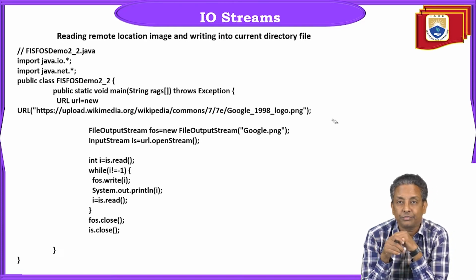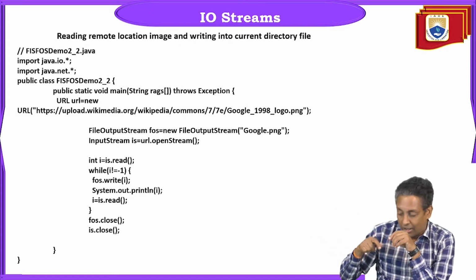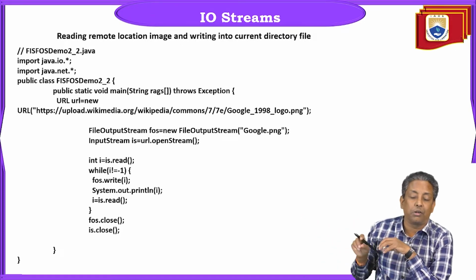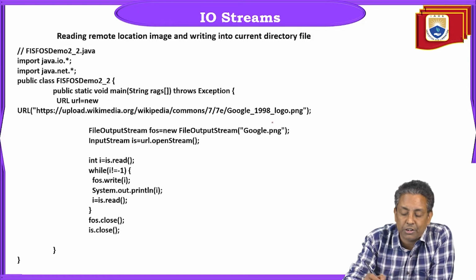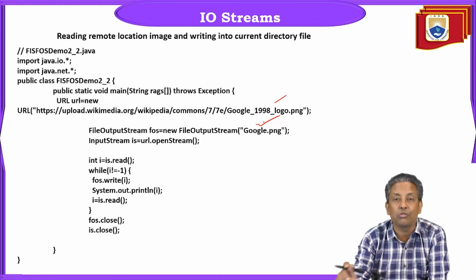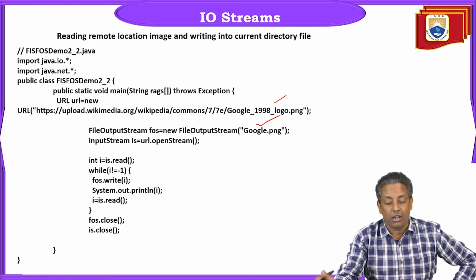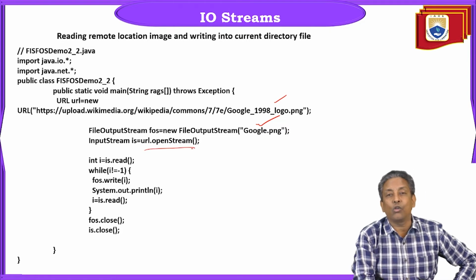Next, we want to read from that URL and write it into a local directory, a local file. So FileOutputStream f is equal to new FileOutputStream of google.png, because we are reading the Google image and writing into google.png. But how to read an input stream from that URL? The URL class has one method called openStream.